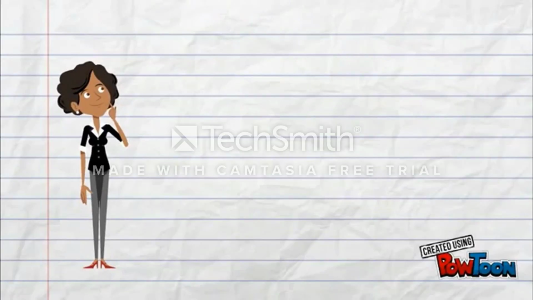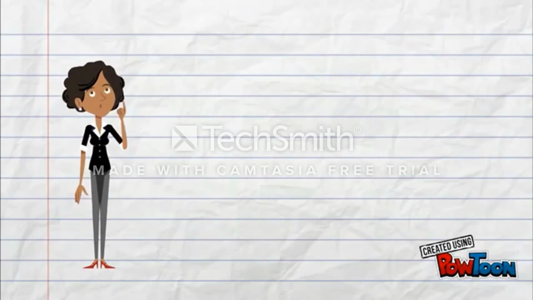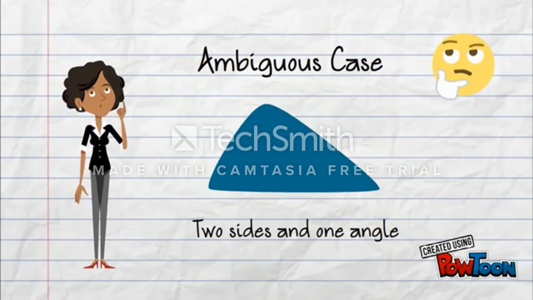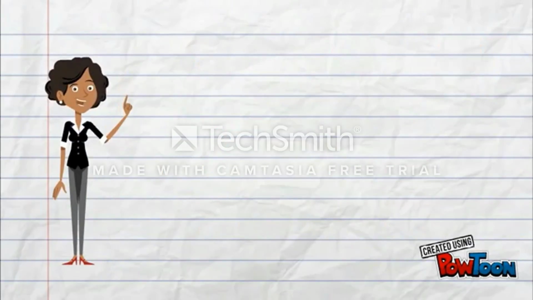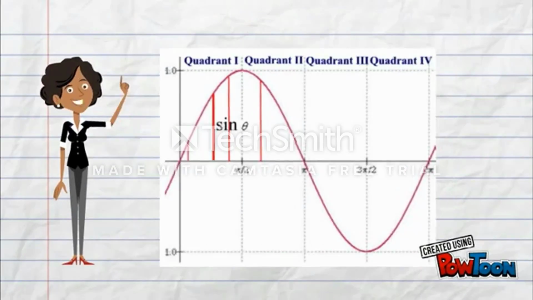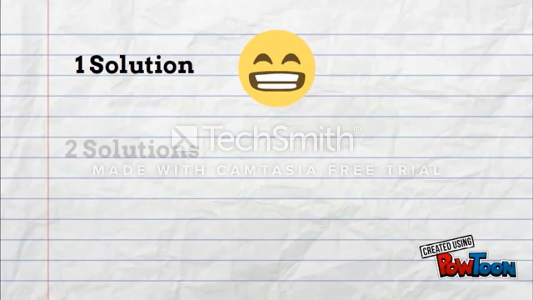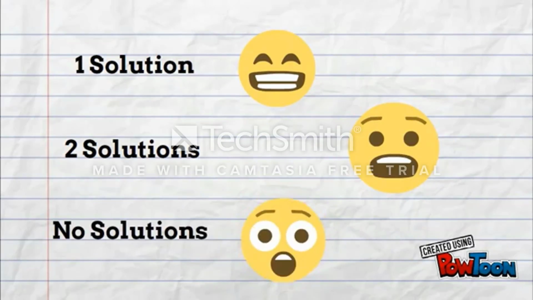Okay, this last problem deals with something that we talked about in class, the ambiguous case. When we are given triangles with two sides and one angle, we have an extra consideration to make. The sine function is positive in quadrants 1 and 2, meaning there are two possible angles whenever we take the inverse sine of a positive number. This is where the ambiguous case comes in. When given two sides and one angle, it is possible that there's one solution, two solutions, or even none.